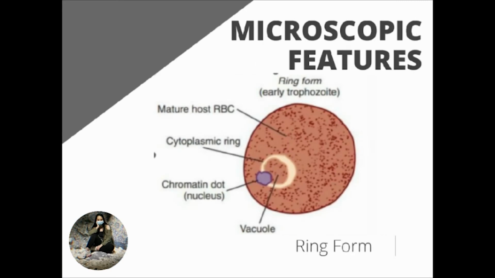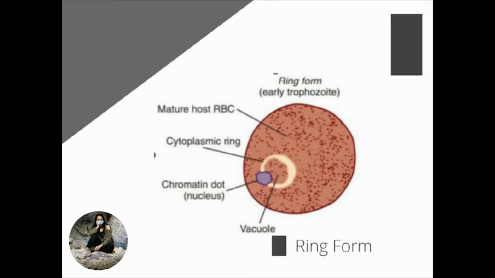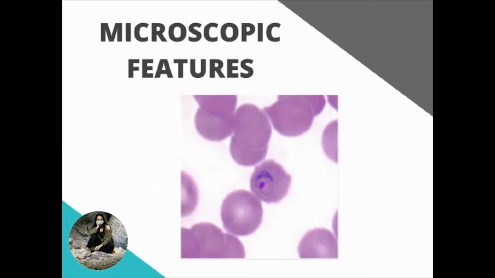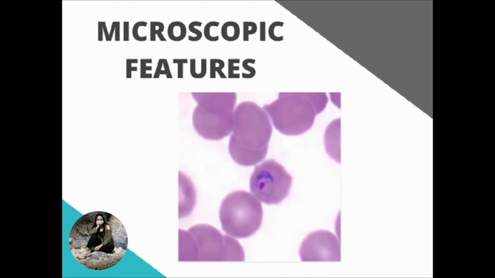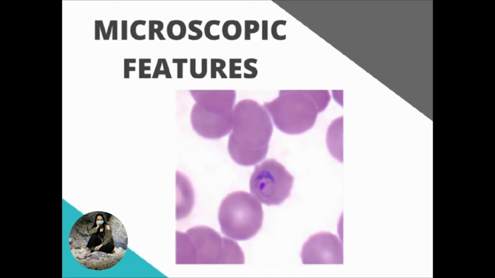Next, we will be discussing the microscopic features. The ring form of the parasite is similar to Plasmodium vivax, with a blue cytoplasmic circle, but it is smaller, thicker, and heavier. It also has a large chromatin dot. This is an example of the ring form of Plasmodium malariae.